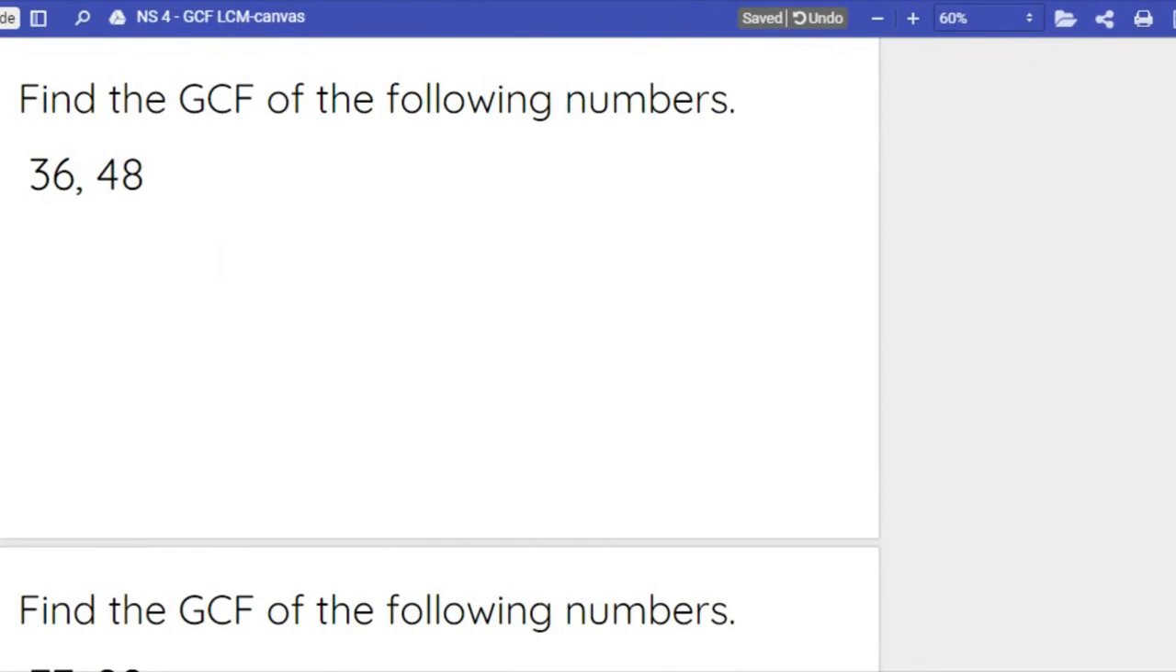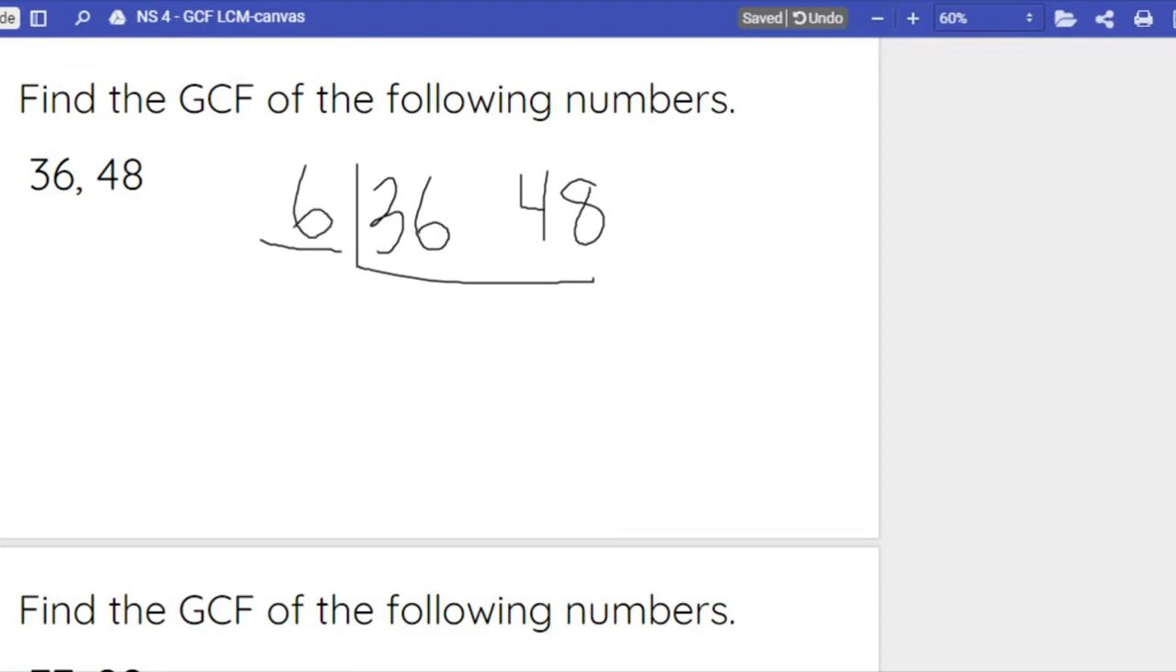Okay, let's go through this. So we have 36 and 48. We're thinking of a number that goes into 36 and 48. The first thing that comes to my mind is 6, but you might have thought of something different. You might have thought of 12. You might have thought of 4. You might have used 2. It is not going to matter. We are still going to get the same number in the end.